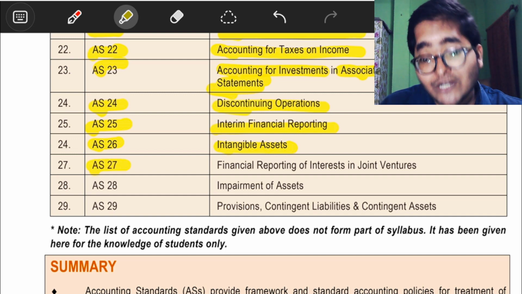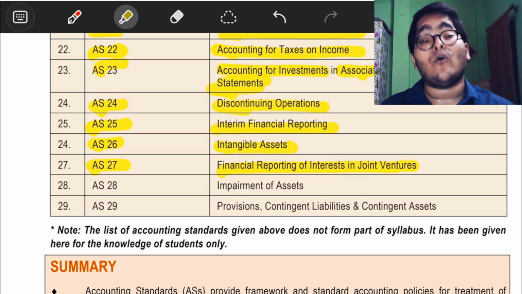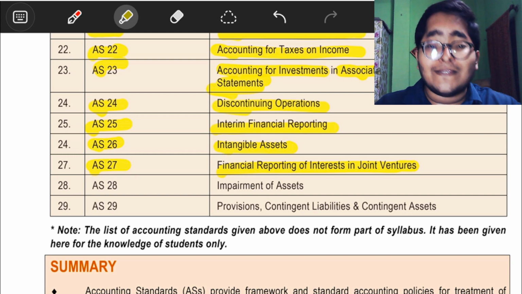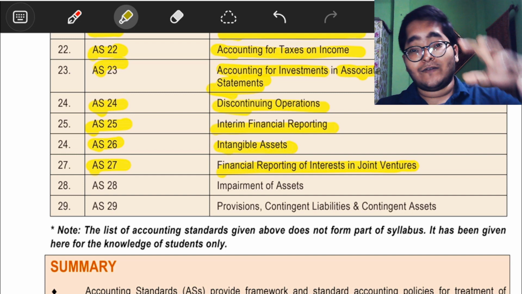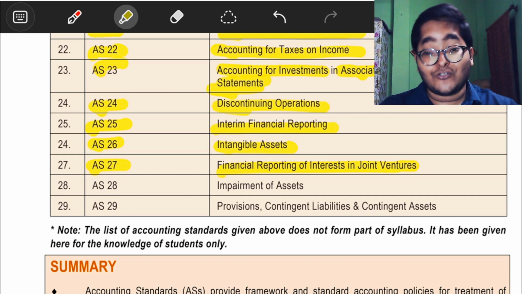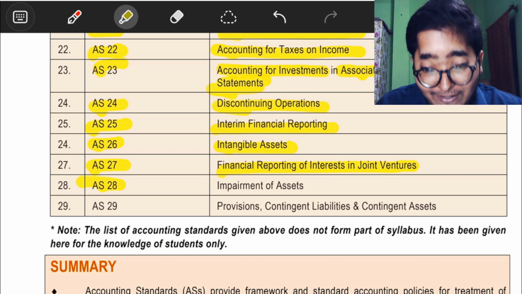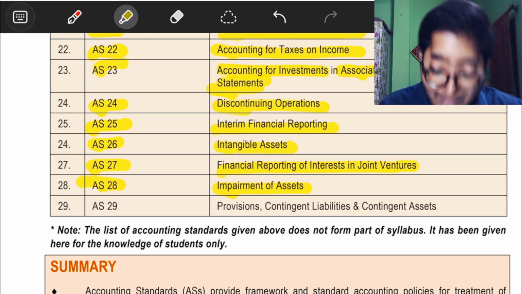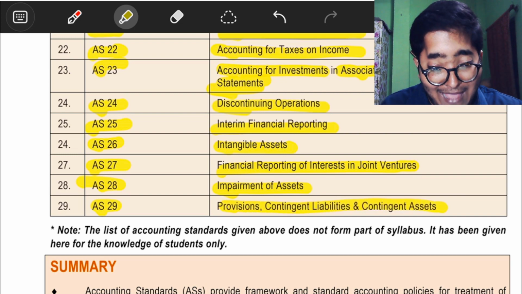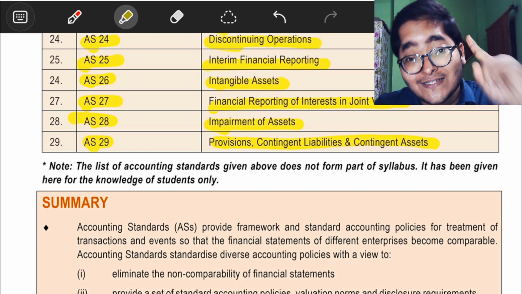AS27, financial reporting of interest in joint ventures. When two or more business firms or enterprises come together to perform a single business task, or a single business opportunity is utilized jointly, it is known as a joint venture. AS28, impairment of assets. AS29, provisions, contingent liabilities and contingent assets. So, what is a provision? What is a contingent liability? And what is a contingent asset?